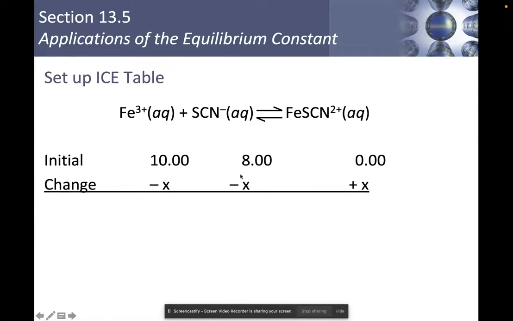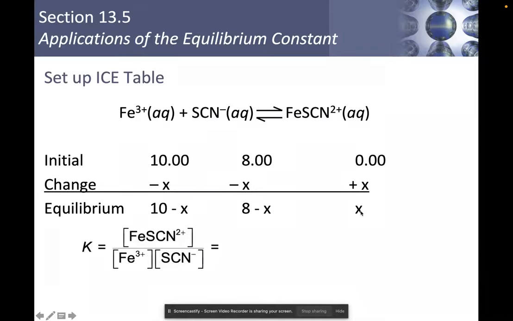What's my change? I don't know my change. I know this is going to be gaining some amount. I know these are going to be losing some amount. So what's my equilibrium? It's 10 minus some amount. 10 minus x, 8 minus x, just x for that. I can plug that in still, though. So if I know K, which I found from problem number 1, is 0.33, then I can set that equal to x divided by 10 minus x times 8 minus x. This is solvable. I can find x.